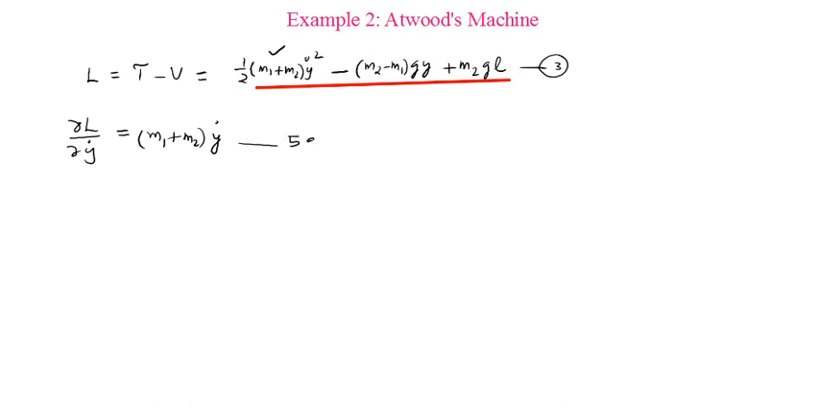Similarly, dou L by dou y also we need. What is dou L by dou y? You know that only terms involving y will be affected, other terms will vanish. So the second term: that y will be gone, that's all, minus (m2 minus m1) g.